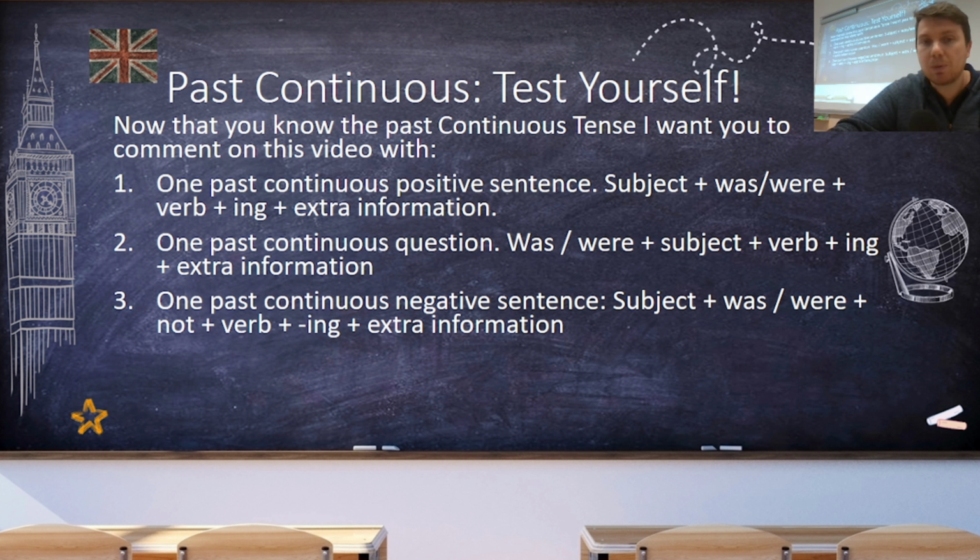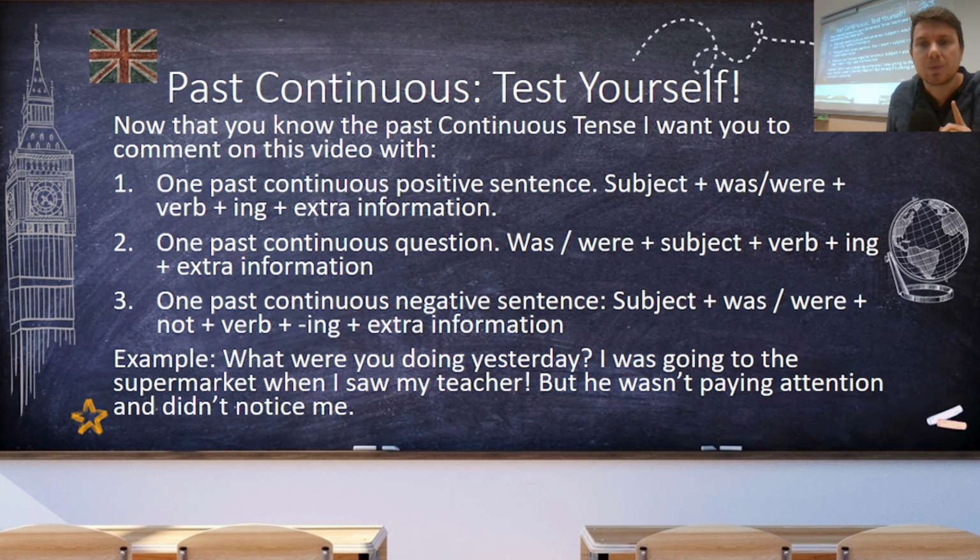Here is an example of what you could write in the comment section. What were you doing yesterday? I was going to the supermarket when I saw my teacher. So here we've mixed some past continuous with some past simple. I was going somewhere and something interrupted the action when I saw my teacher. Good. But he wasn't paying attention and didn't notice me. Oh, very sad. So the teacher wasn't paying attention. The teacher wasn't looking and didn't see the student.